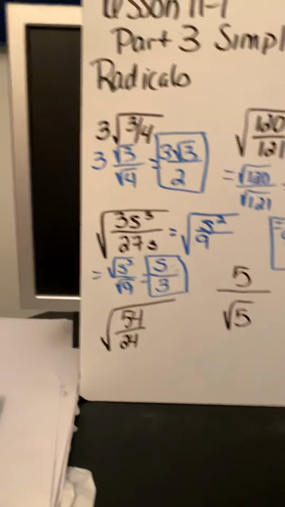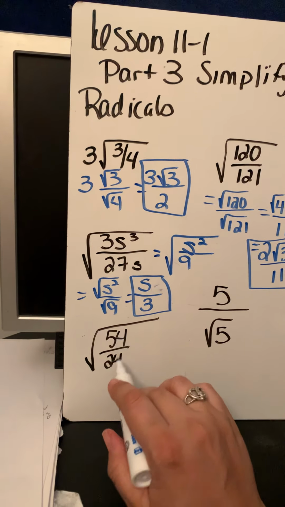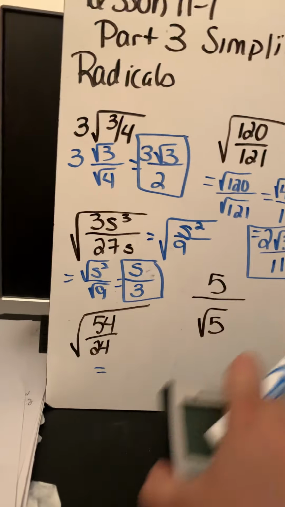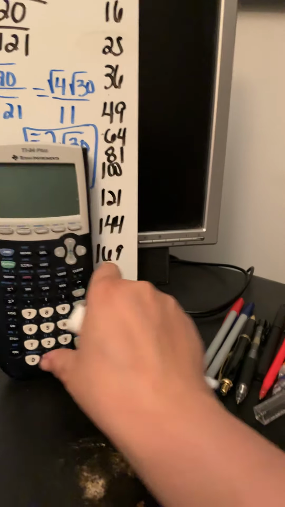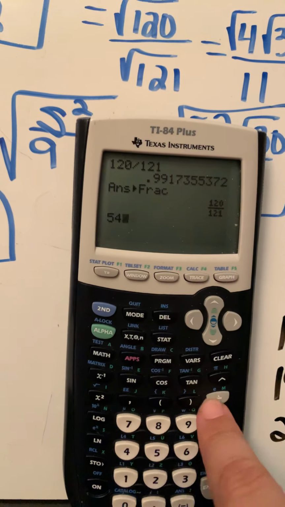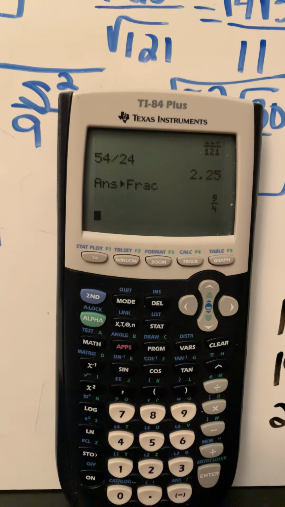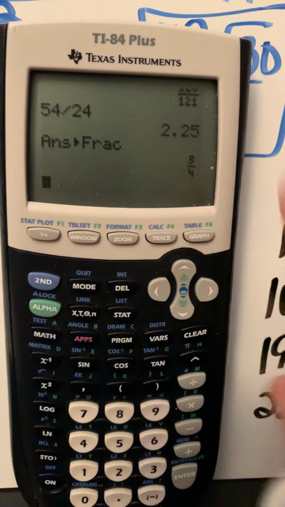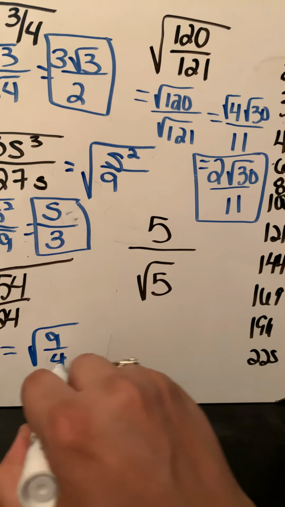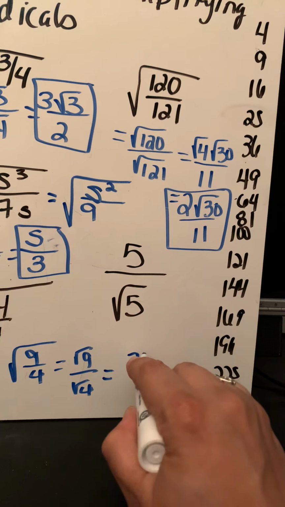This one here, same thing. I'm going to try to reduce it first. So I sit there and I think, what goes into each one of those, or how could I reduce this? Well, if you've got your calculators, an easier way to do it is, like on this one here, I type in 54 over 24, hit enter, then I go to math, frac, enter, and there it put it into a fraction. So my fraction here is 9/4. So I'm going to write this as the square root of 9/4. And now the same thing. It's the square root of 9 over the square root of 4, which is 3/2.